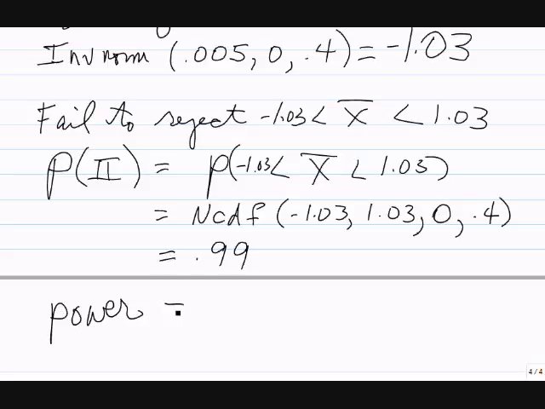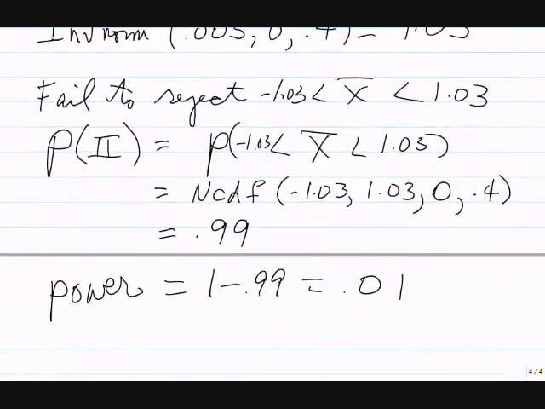Now, power is the complement of the probability of the type 2 error. So my power is 1 minus 0.99. My power is 0.01. It's not very powerful. Remember we needed power to be greater than 0.8? Oh, so this is terrible.